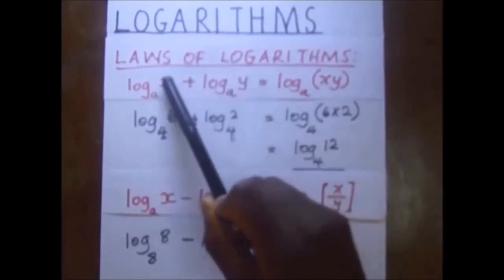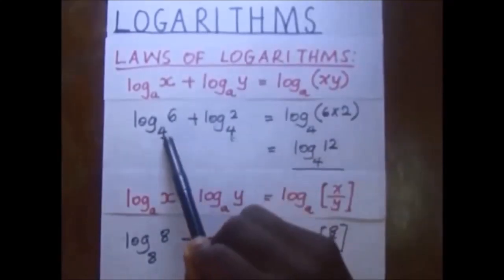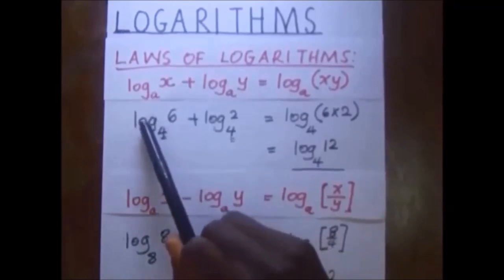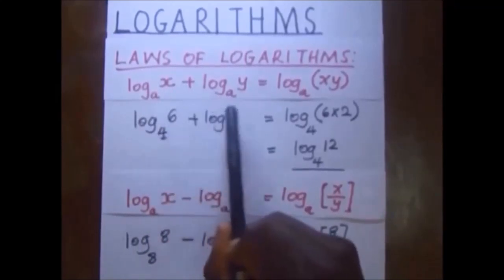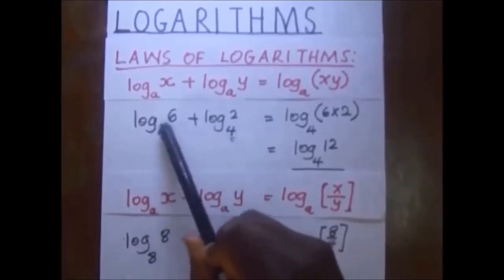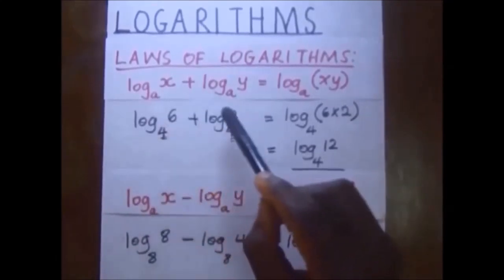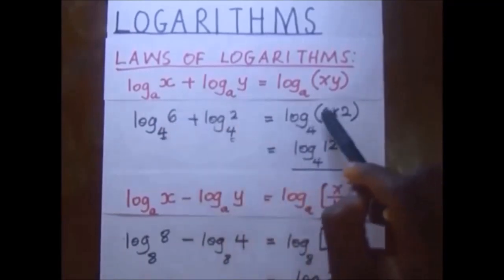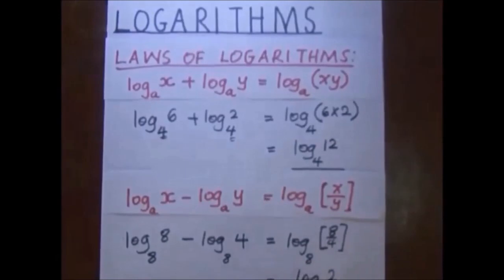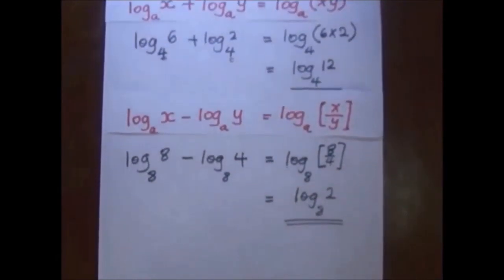You multiply the numbers. For example, log of 6 base 4 plus log of 2 base 4, because it is the same base 4, we multiply the numbers, so it's 6 times 2, giving us log of 12 to the same base 4.